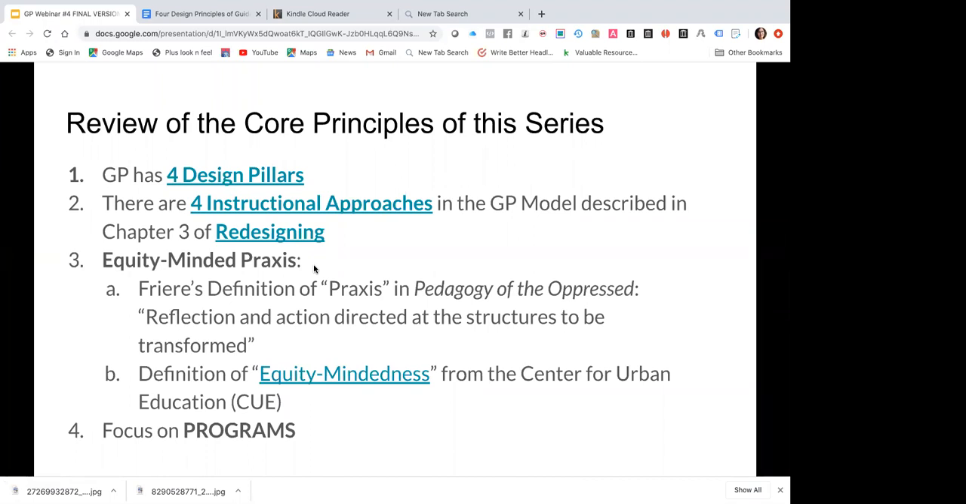The other key element that I want to make sure every webinar explores in further detail is this notion of equity-minded praxis. And this is language from the State Board website, equity-minded praxis.